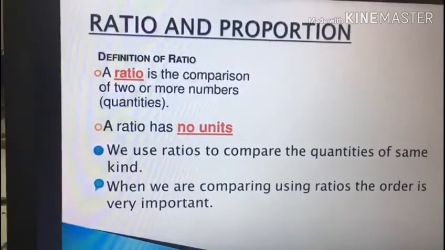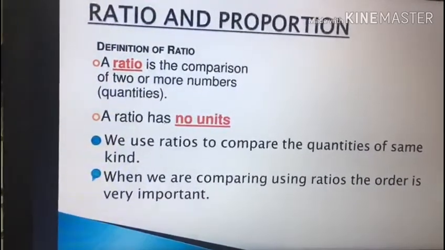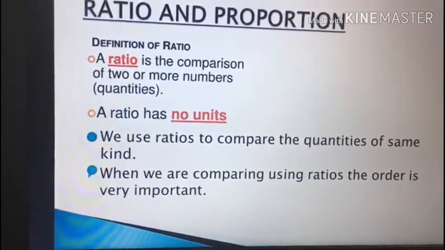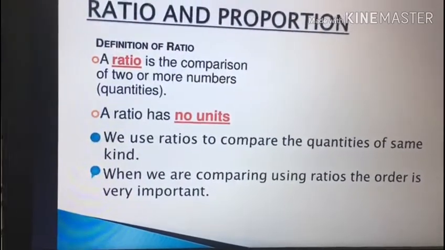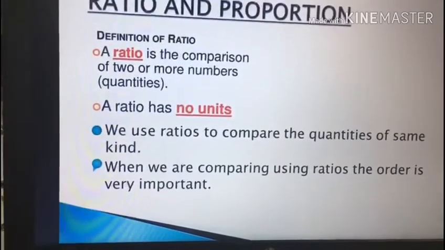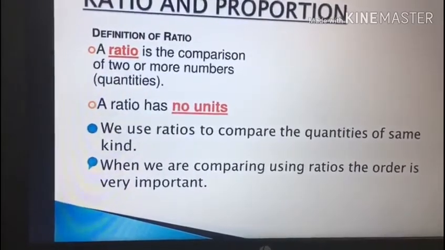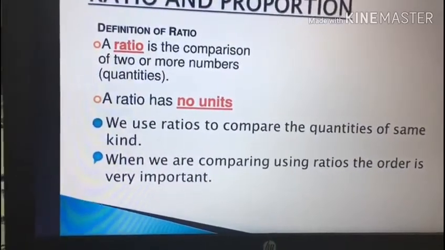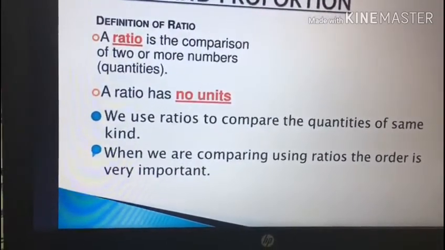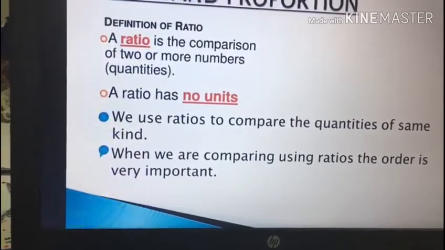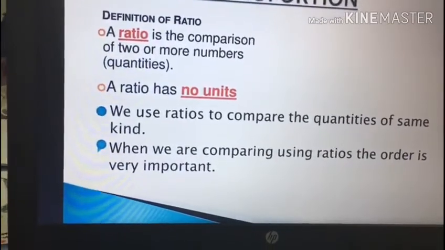First we will go to ratio. What is the definition of ratio? A ratio is the comparison of two or more numbers or quantities. A ratio has no units. Ratio does not have any units. We use ratios to compare quantities of the same kind. The same types of quantities are compared using ratios.